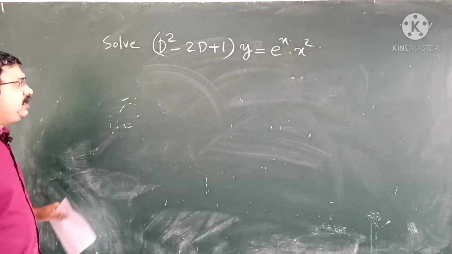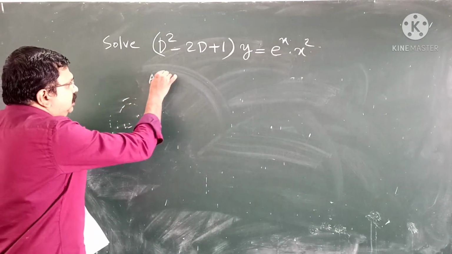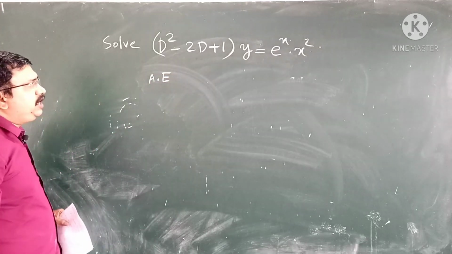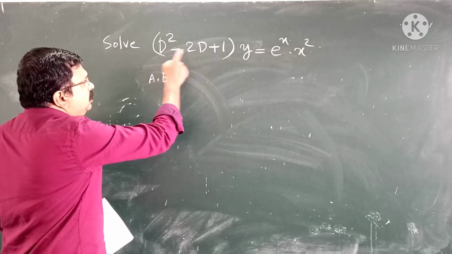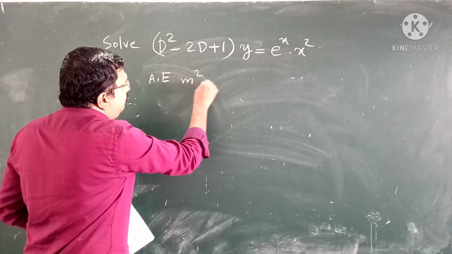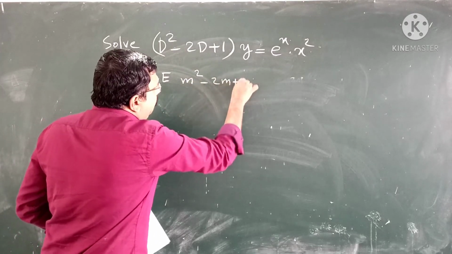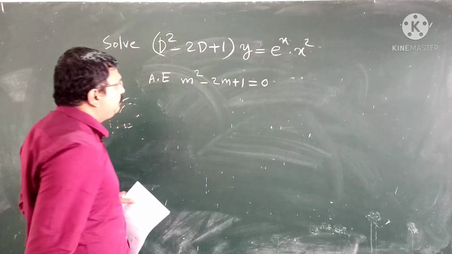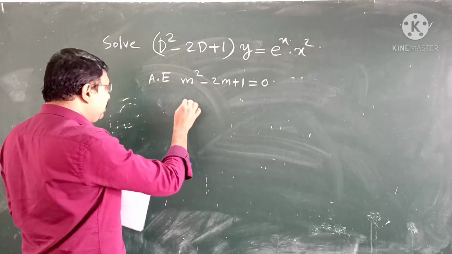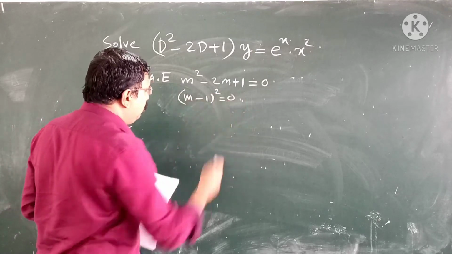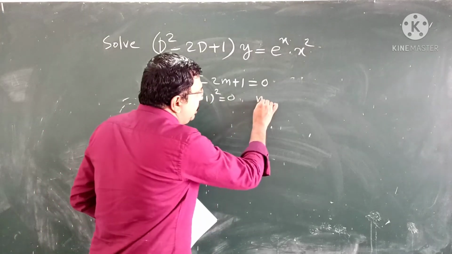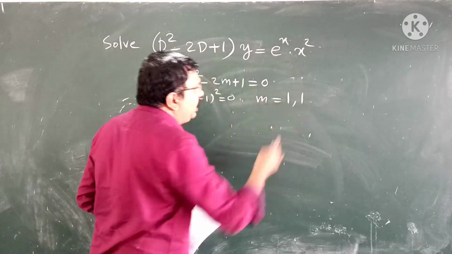Okay, how to solve it? The auxiliary equation is here. Our auxiliary equation, written based on this one, is m square minus 2m plus 1 equal to 0. Therefore, this can be written as (m minus 1) the whole square equal to 0. That is, m equal to 1, 1.